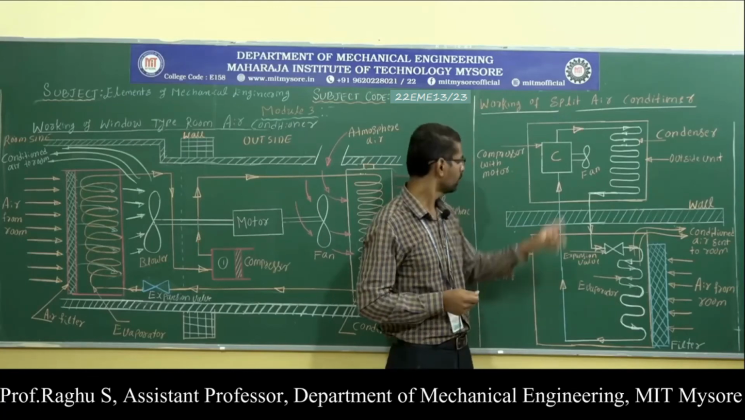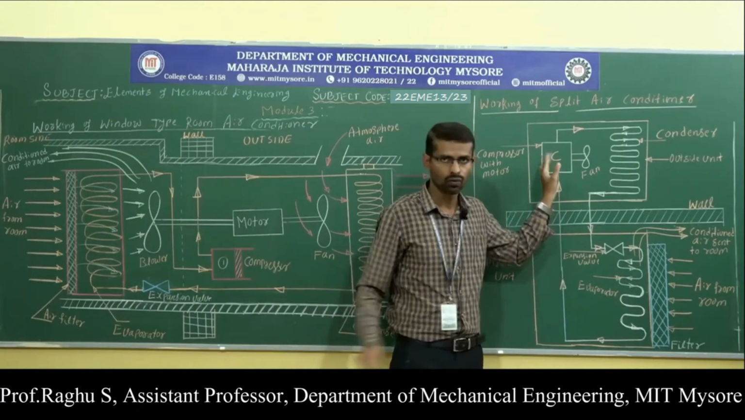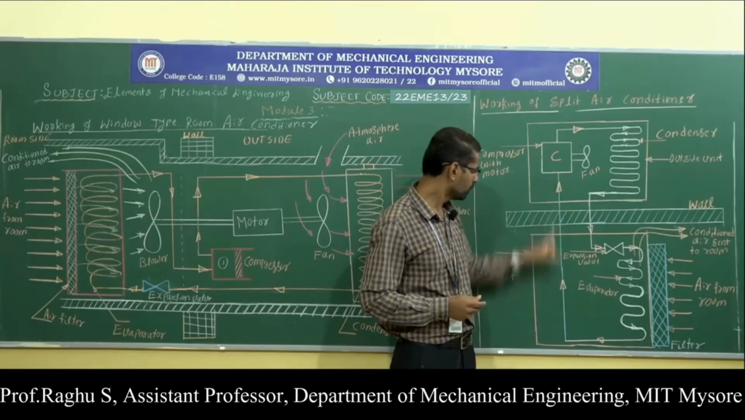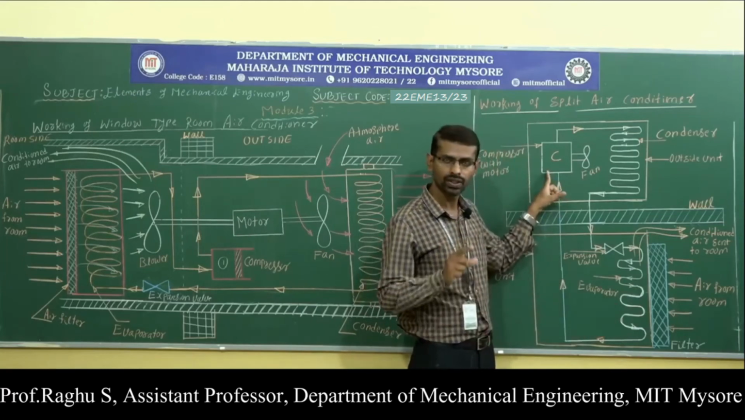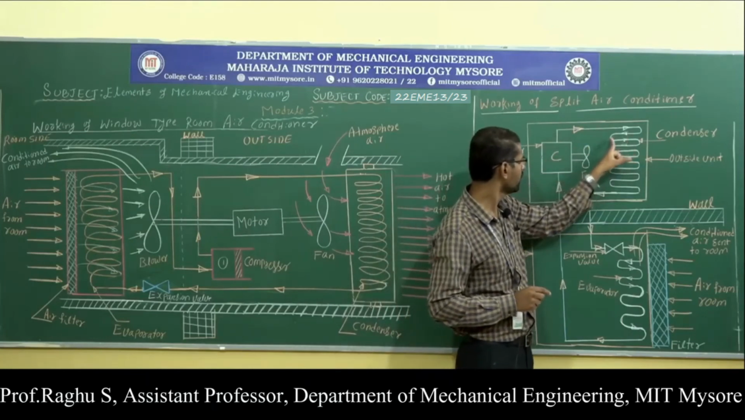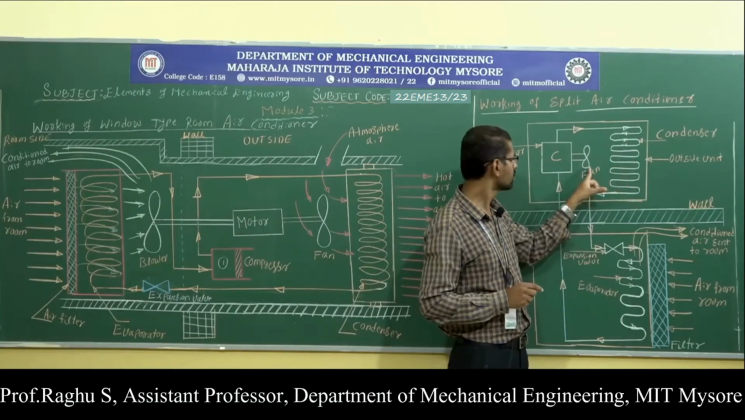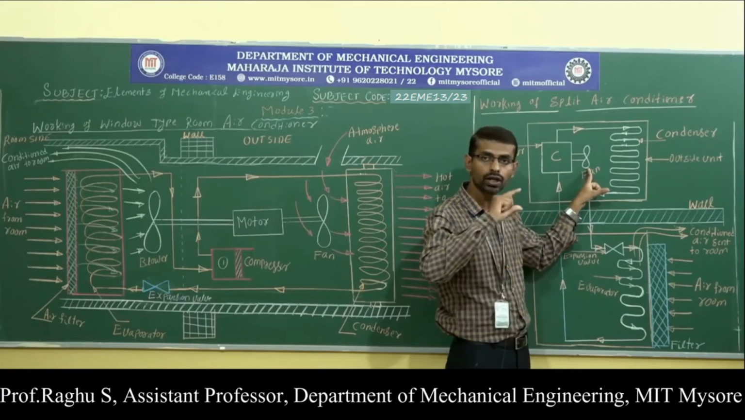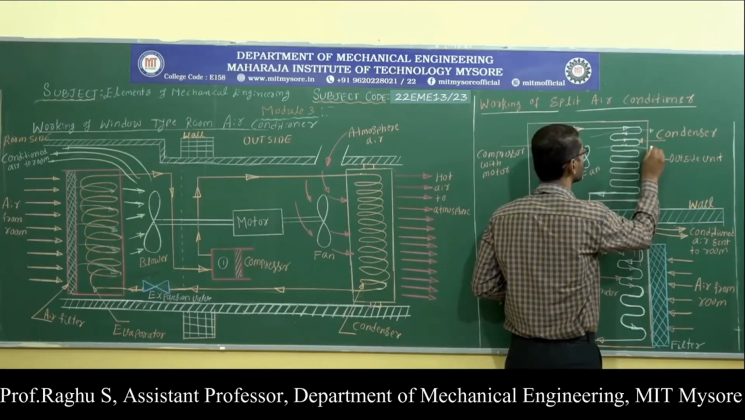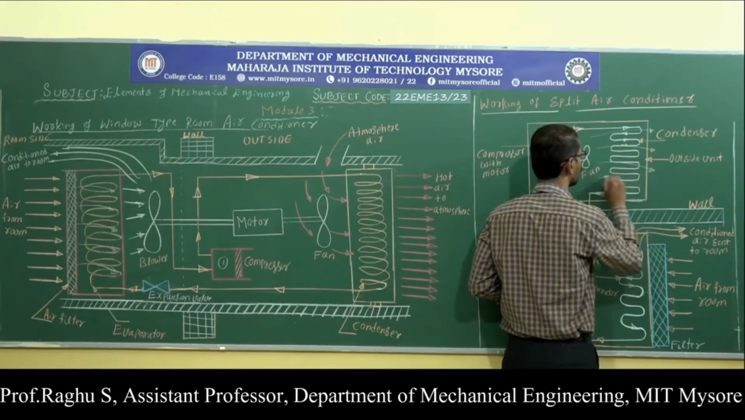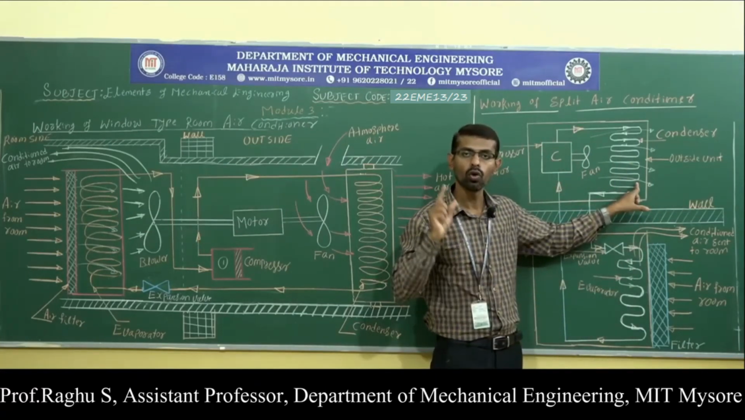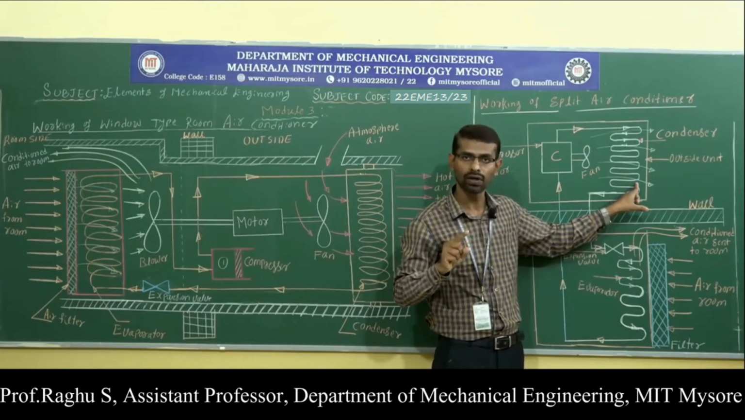Now let us discuss the working principle beginning with the compressor, same as that of the window type room air conditioner. The compressor receives vapor refrigerant from the evaporator and compresses it to high pressure and high temperature. Now the high pressure and high temperature vapor refrigerant enters into the condenser. This condenser fan circulates the atmospheric air over the condenser coil to convert vapor refrigerant into liquid refrigerant.